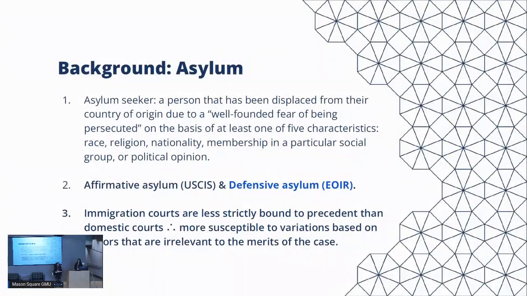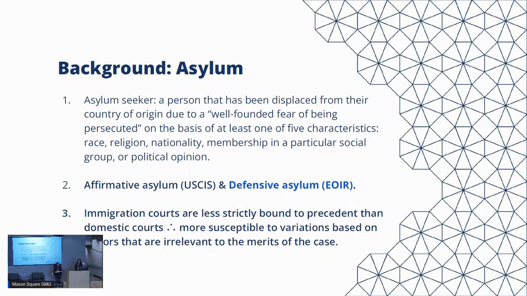As we discuss our findings, here are 3 points about asylum to keep in mind. 1, as defined by the United Nations Convention on the Status of Refugees, an asylum seeker refers to any person who has been displaced from their country of origin due to a, quote, well-founded fear of being persecuted, on the basis, specifically, of one of these 5 characteristics: race, religion, nationality, membership in a particular social group, or political opinion.